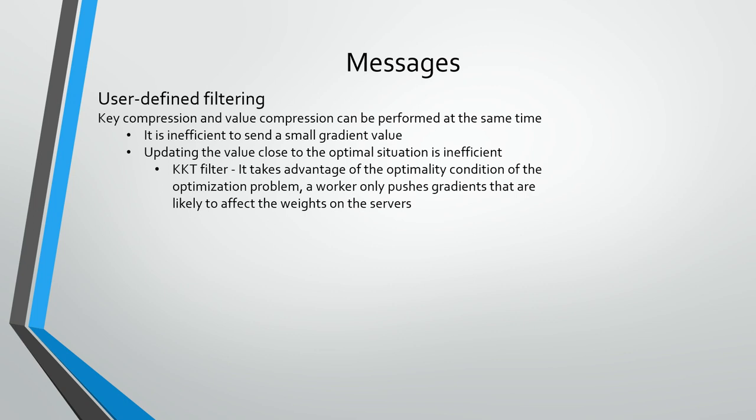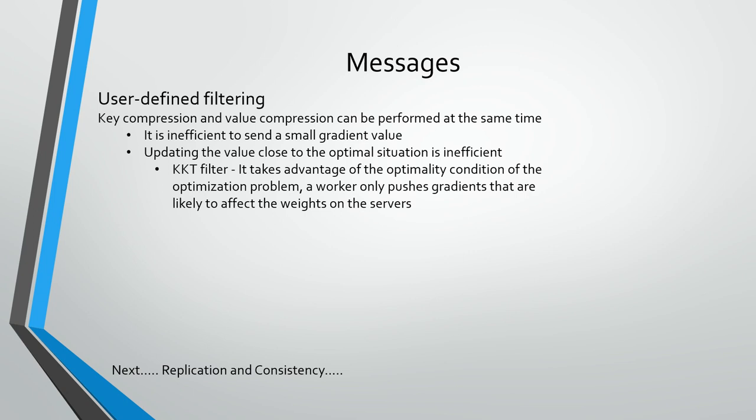It is inefficient to send a small gradient value. So you can customize the settings and send only when the gradient value is a little bit larger. Updating a value that is already close to the optimal situation is also inefficient. Values like this can be judged by the KKT custom filter.